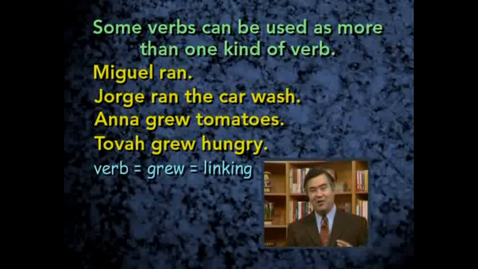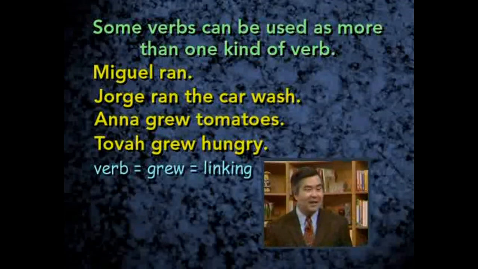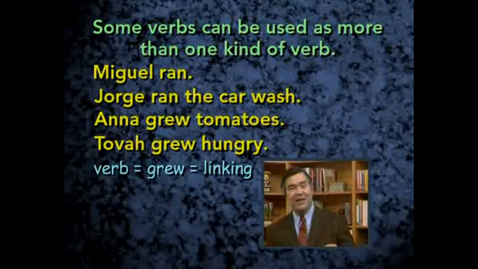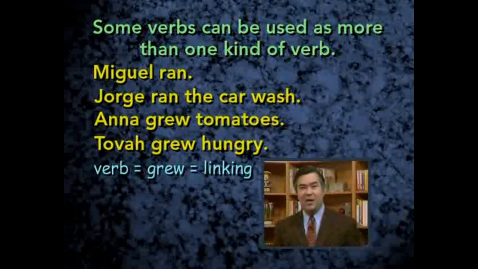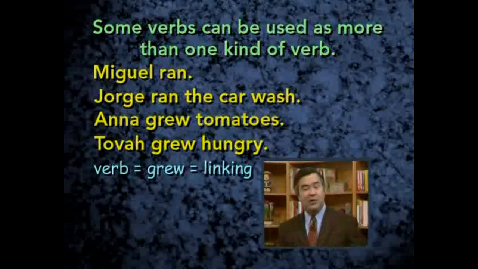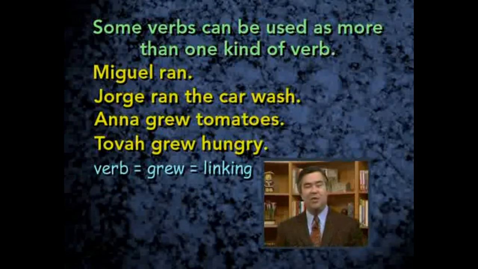Tova was hungry. That's another way of saying almost the same thing as Tova grew hungry. So in this particular example, the verb grew is being used as a linking verb. It is linking Tova and hungry. The two things are being equated with one another. Hungry is not the object of the action. It's not receiving the action in the way the tomatoes received the action of growing in the sentence about Anna. Instead, grew is being used as a linking verb, and Tova and hungry are being equated with one another.